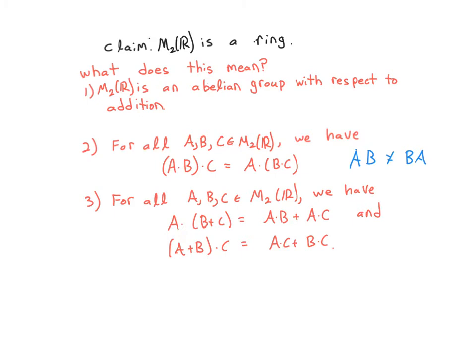Finally, the new property is the distributive property. For any three matrices, A times (B plus C) is equal to AB plus AC, and (A plus B) times C is equal to AC plus BC. If you go back to your linear algebra textbook, these properties of matrices are usually listed in the textbook. So the fact that it's a ring is already something you've seen before, just without the terminology.